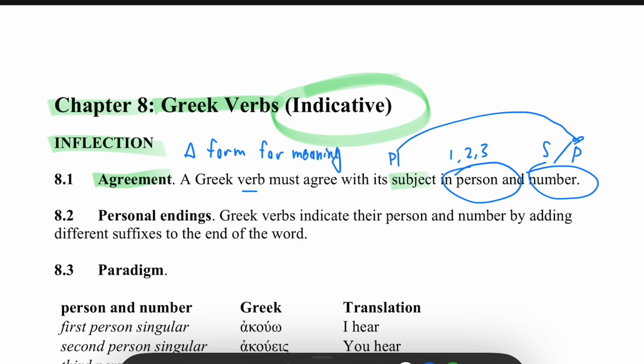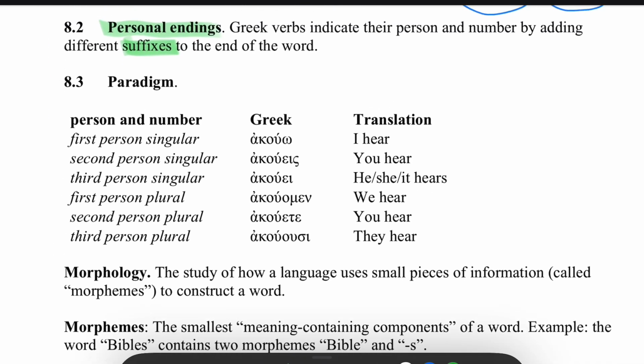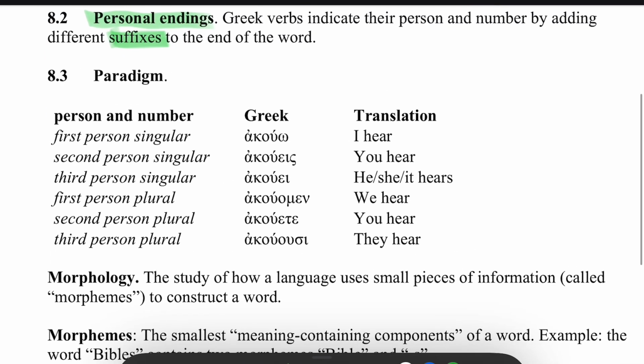All right, and how does this happen in Greek? When it comes to the verbs, there are personal endings. Greek verbs indicate their person and number by adding different suffixes to the end of the word. That is seen here in 8.3. This is called a paradigm. You do not need to memorize. Do not memorize.